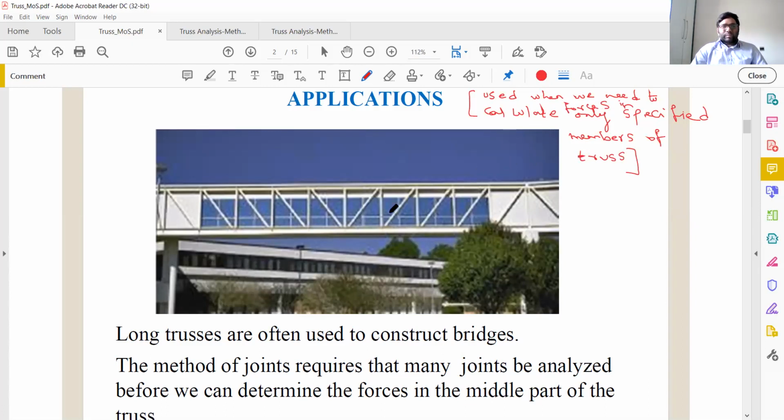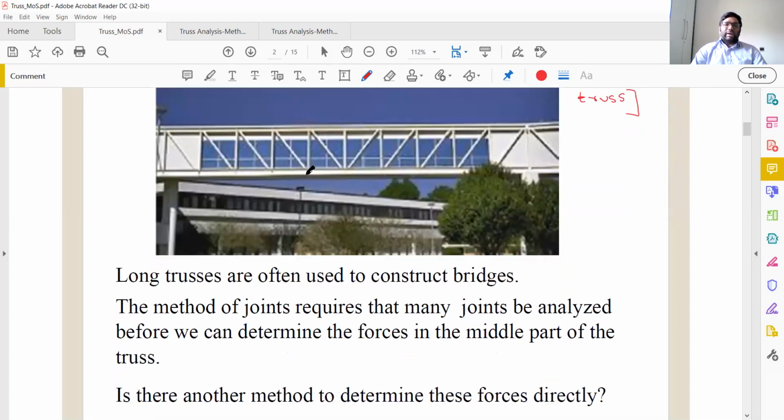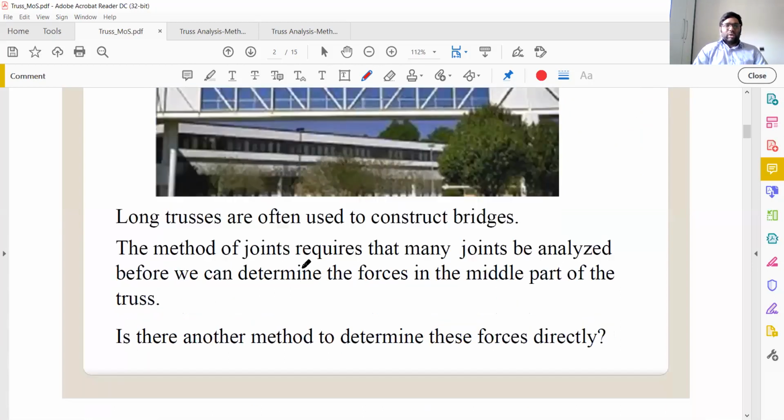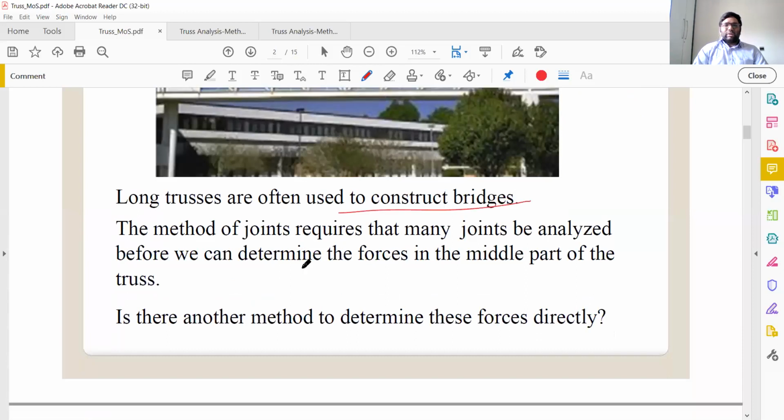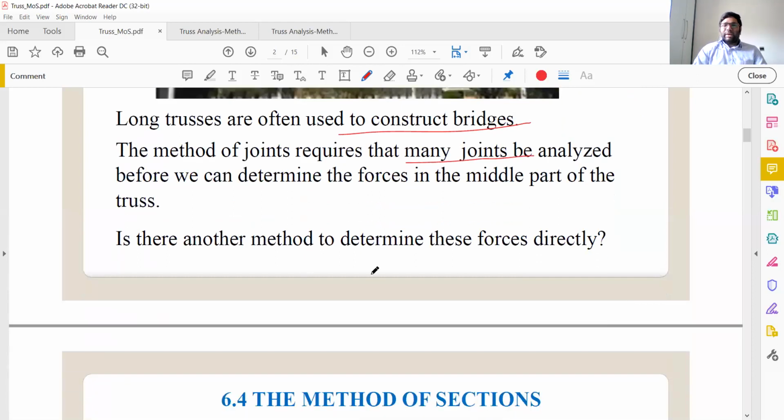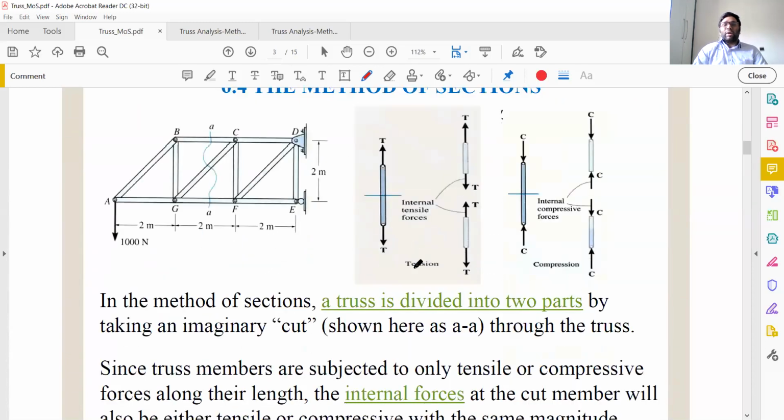Okay. If you can see this example here, it's a platform or a footpath bridge. It transfers the passengers getting down at a railway station to the road. Normally we see it in our places also. Long trusses are often used to construct bridges. The method of joints requires that many joints be analyzed before we can determine the forces. But is there any other way that we can determine these forces? Then that is the method of sections.